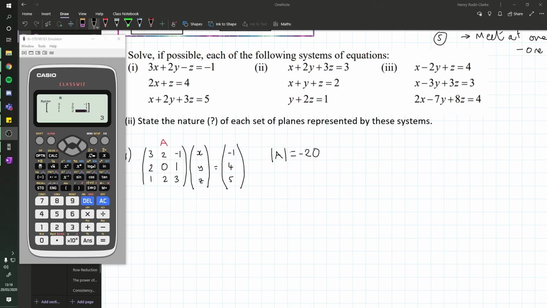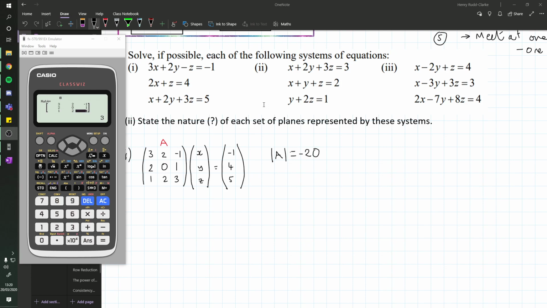Okay, returning to this. So looking at these simultaneous equations that we have here, solve if possible, and state the nature of the set of planes represented. So I'm not actually going to solve them because you know how to solve them. You write them out like this, and then you multiply by the inverse. Really what we need to do is think, does the inverse exist, i.e. is the determinant 0 or not? And then if it is 0, does it have a set of solutions or not?